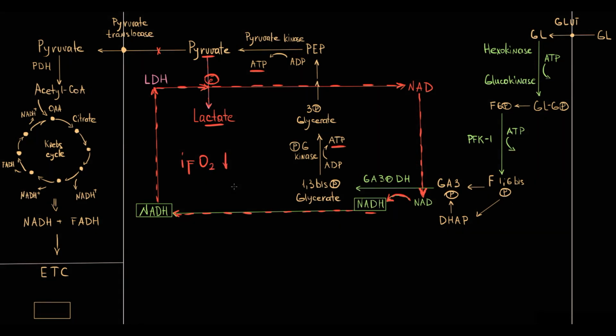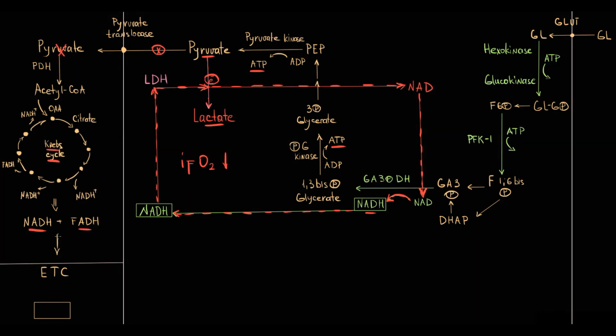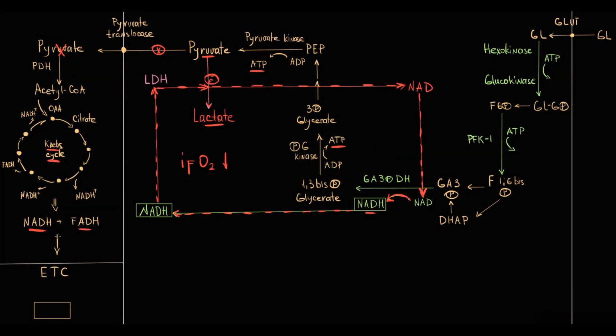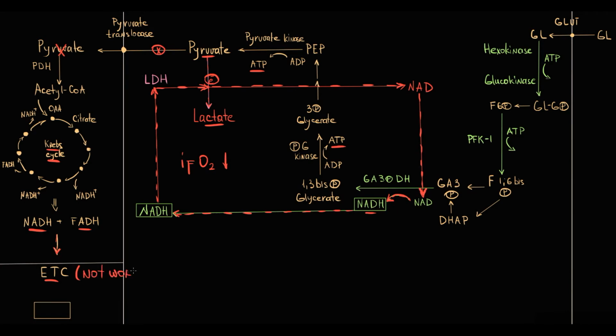And as we see, in anaerobic condition pyruvate stays in the cytosol in the form of lactate. This makes sense because the function of the Krebs cycle is to produce NADH and FADH molecules that have to deliver electrons to the electron transport chain. But in anaerobic condition, the electron transport chain is not working.